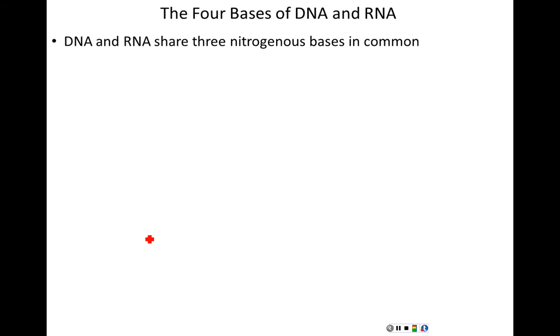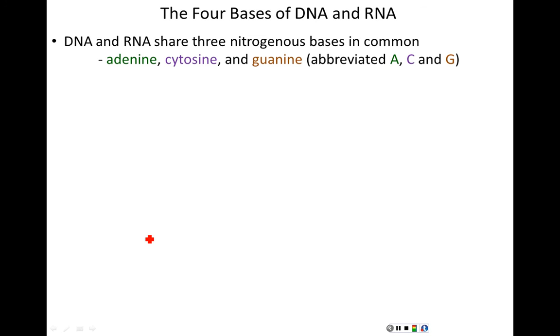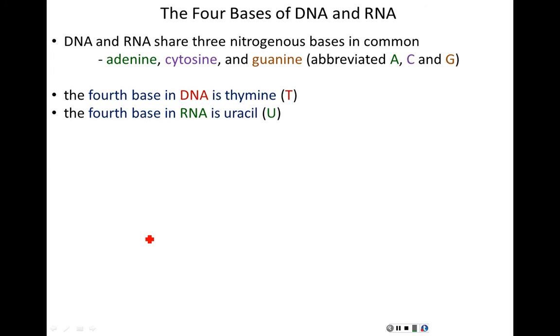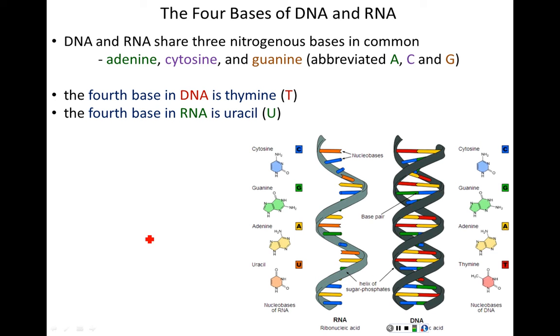So DNA and RNA share three nitrogenous bases in common. Both DNA and RNA have adenine, cytosine, and guanine bases, again abbreviated A, C, and G. It's that fourth base where they differ. DNA uses thymine as its fourth base. The fourth base of RNA is uracil. Thymine and uracil are extremely close in their structure, very, very similar molecules, but different in very small and subtle ways. So we have four bases that make up our double-stranded DNA: guanine, cytosine, adenine, and thymine.